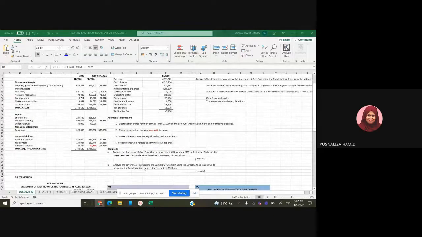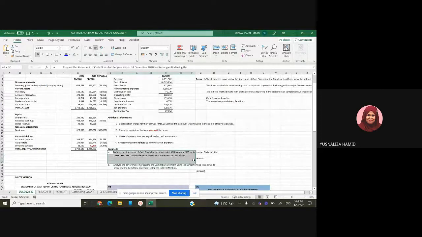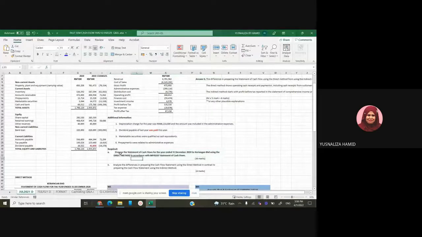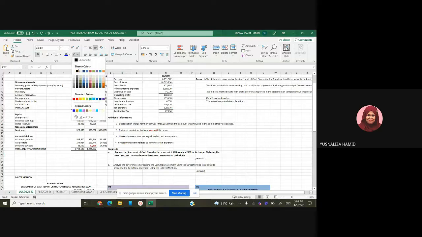How do you know? Because when you look at the requirement part here, straight away go to the requirement. You will see that the company's statement of cash flow that you need to prepare is for the year ended 31st of December 2020. So that was the reporting date, right? And you are asked to use the direct method. So the direct method is what you are going to use, right?